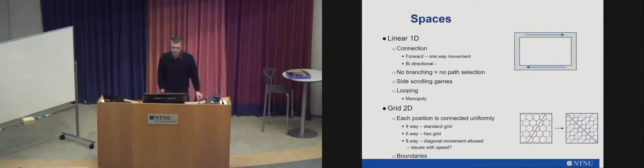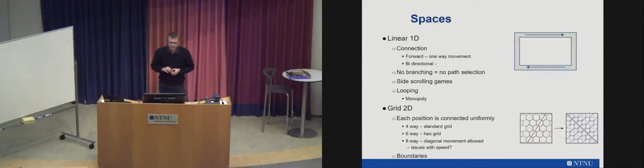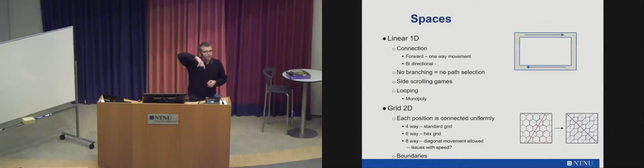An offline game that has this characteristic is obviously Monopoly. We have a circular movement, but it's fundamentally one-directional because it always follows the very same pattern. The key thing here is that dimensionality is defined by the ability to select branches, or path selection, which we don't have. That's the limitation. So 2D games would be games that allow you to move in multiple directions. Classical games to do that would be, what would be a good game?